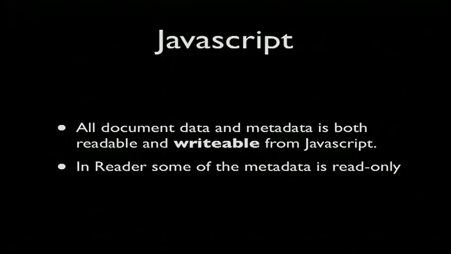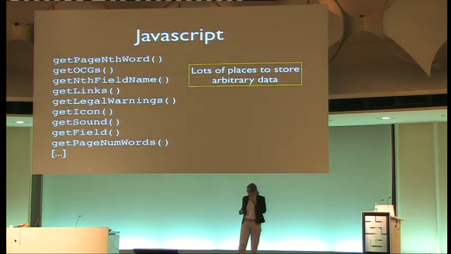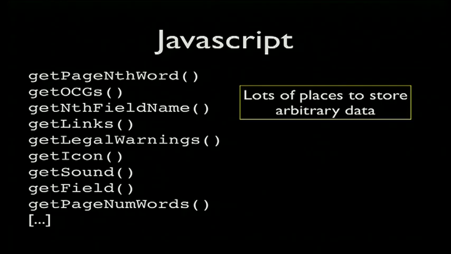JavaScript. All of the metadata in the document is both readable and writable from JavaScript. Some of the metadata is read only in Reader; you need the publisher or whatever to modify some of it. But there's a lot of places to hide data in a PDF. If you're going to obfuscate your PDF, you can stick part of it in an icon or in the legal warnings or the links or whatever. This has to do with the DRM stuff and so forth.